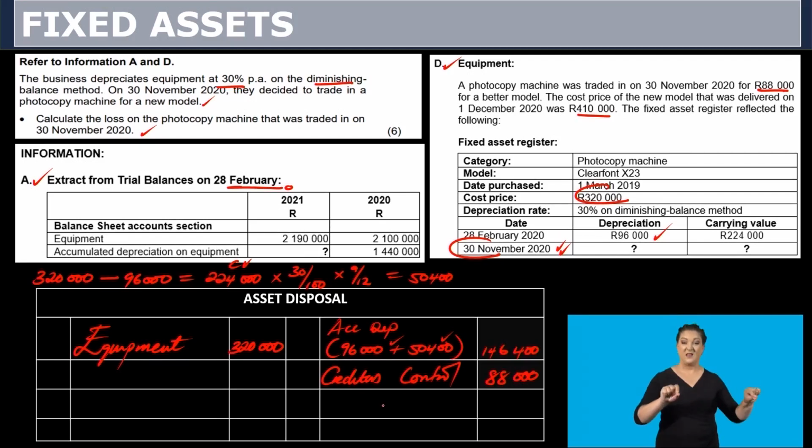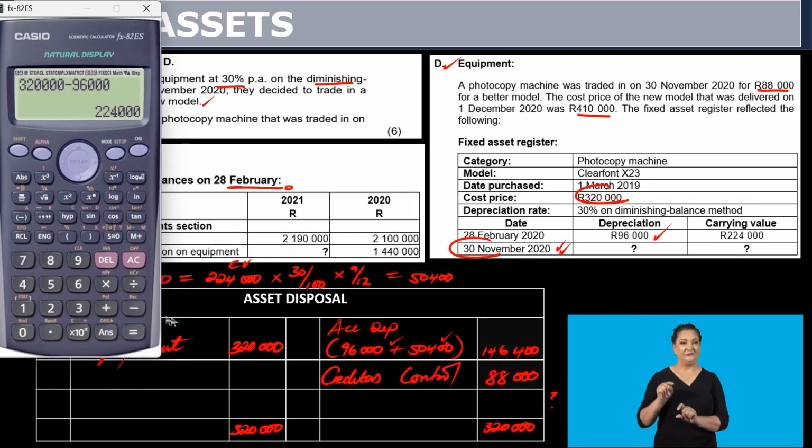How do you close a ledger account? With the side with the highest amount. Okay, so which side is the highest amount? It is your debit side here. So I'll come here, then I'll say 320,000. So I'll come here, is 320,000 here. I have another 320,000 here. Okay, now I need that amount there. To get that, I'll now say 320,000 minus 146,400 minus 88,000. That gives me 85,600.